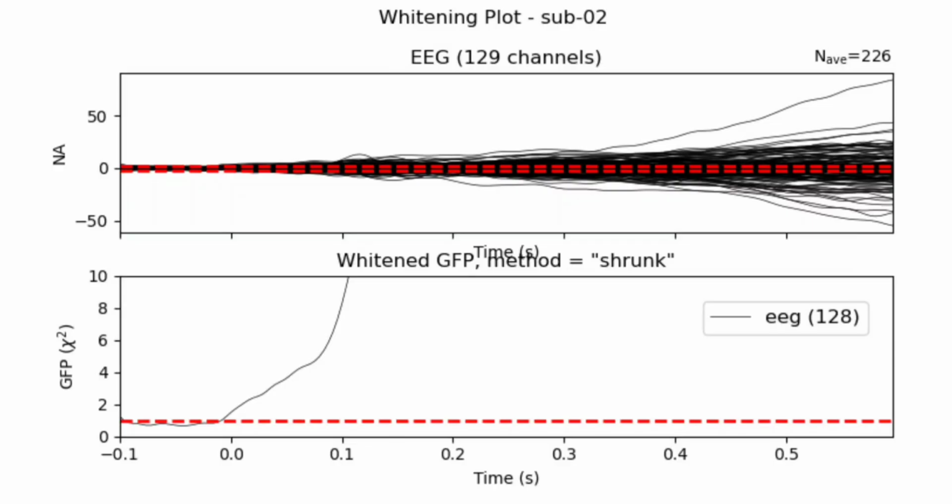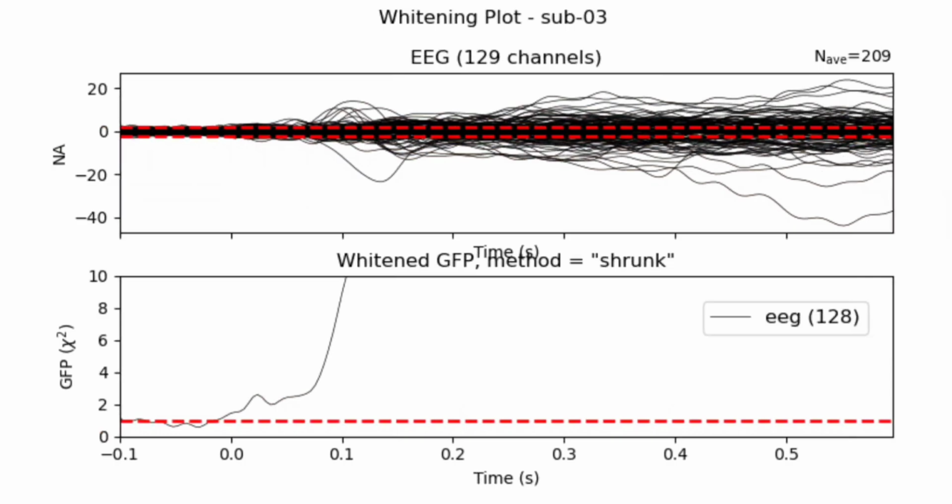Subject-by-subject analysis. How do they look? Let's go through them one by one. You have a very good data set overall. Sub-02 and Sub-03. Excellent. These are textbook examples of perfect whitening. The baseline GFP is flat and centered on 1. At t equals 0, there is a massive, clean jump in the GFP, indicating a very strong and clear brain response.